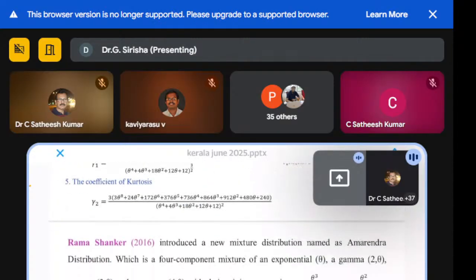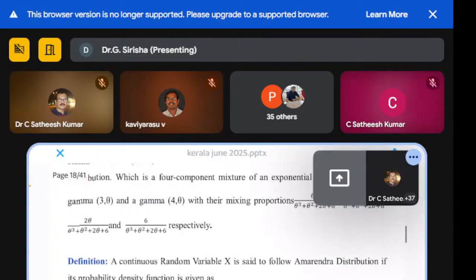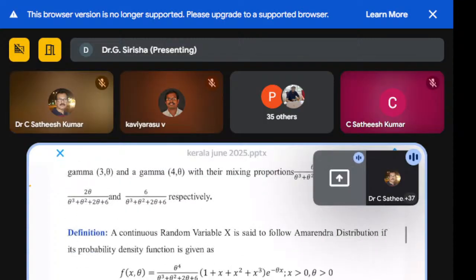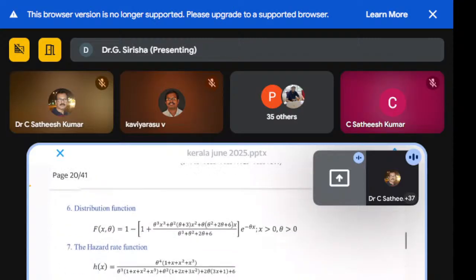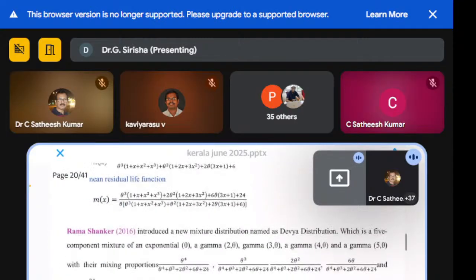This is the next distribution derived by the same person, named Amarendra distribution, which is a four-component mixture: exponential, gamma, gamma with 3 as shape parameter, and gamma with 4 as shape parameter, and the mixing proportions, or fixed proportions, are taken to be in this form. This is the density which they have obtained, and these are the distributional properties which they have derived.